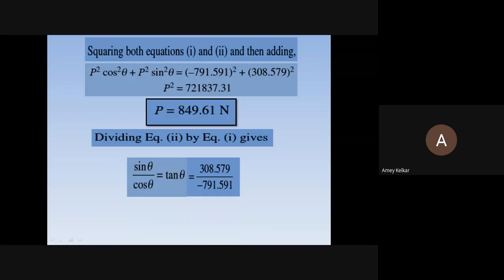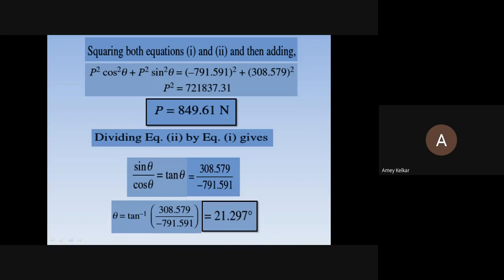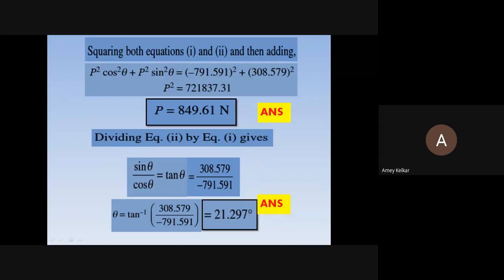So when I divide equation 2 by 1, I'll get sine theta upon cos theta is equal to tan theta. I'm doing the division. So tan theta is equal to tan inverse of that. And these are the answers.